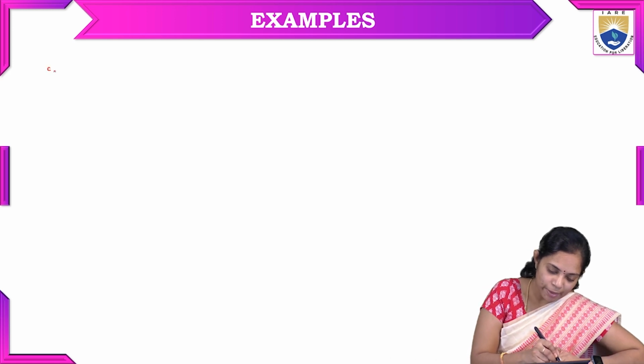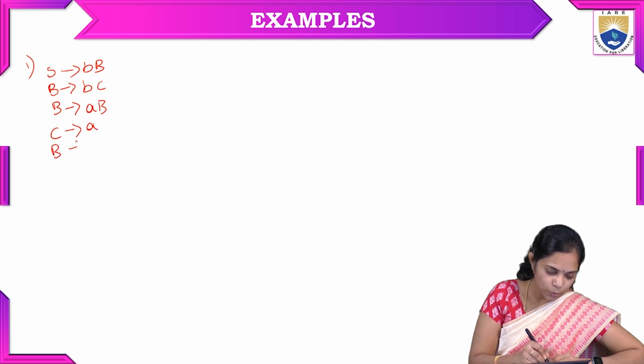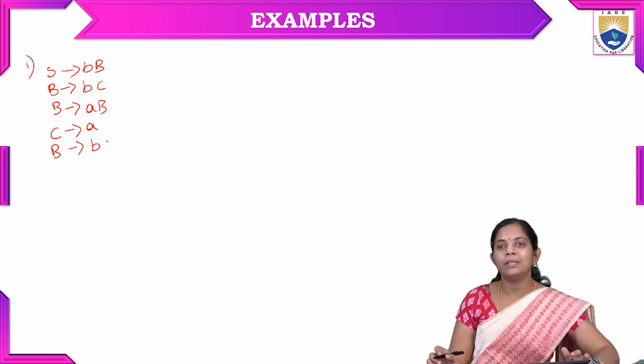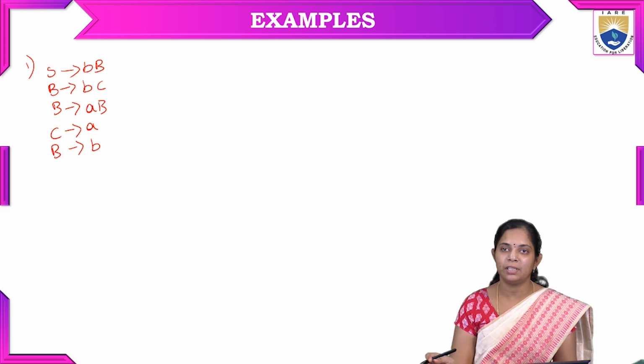Here I am writing the production rules of a regular grammar. S tends to B, and B tends to BC, and B tends to AB, and C tends to A, and B tends to B. So this is the given regular grammar, and this is the first step of converting the given regular grammar into a left linear grammar.